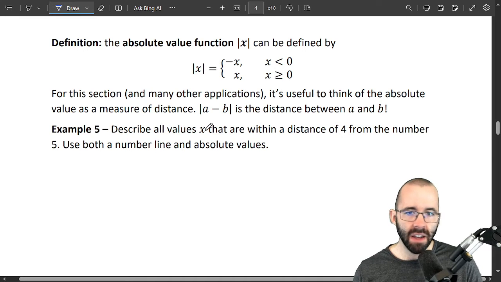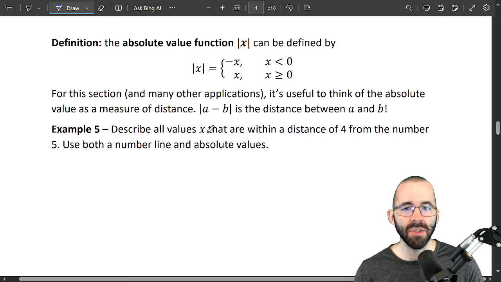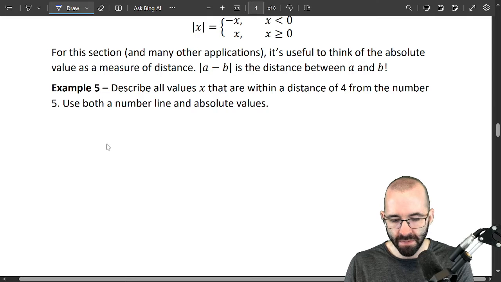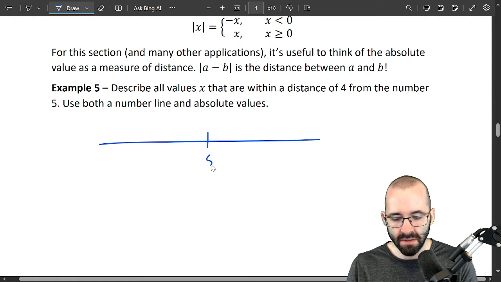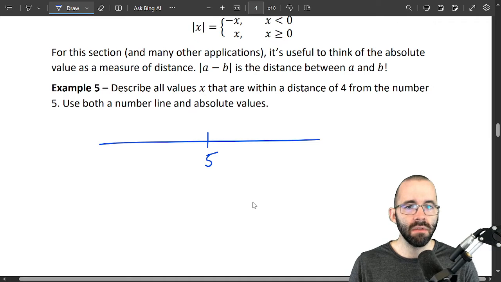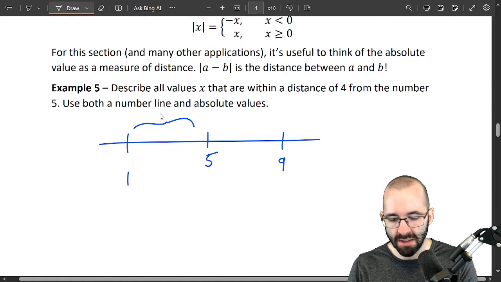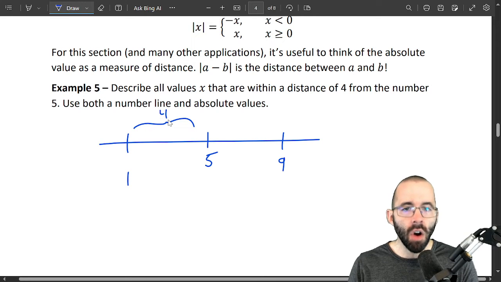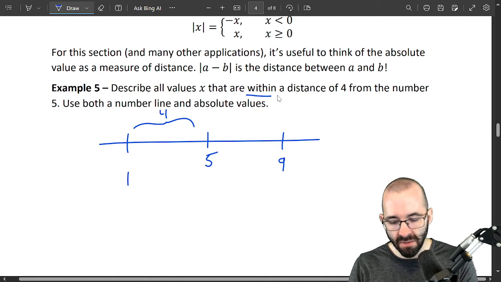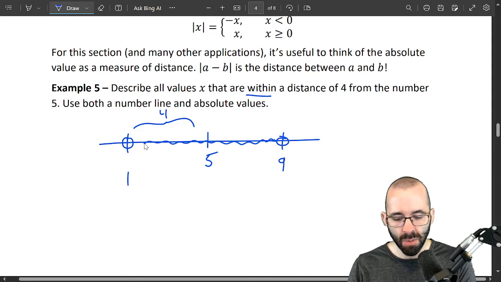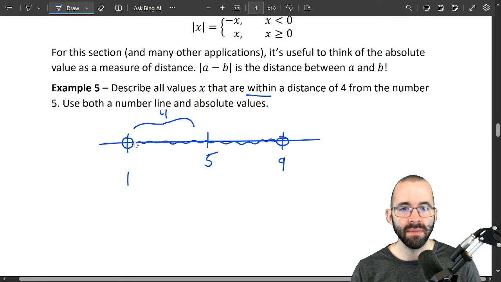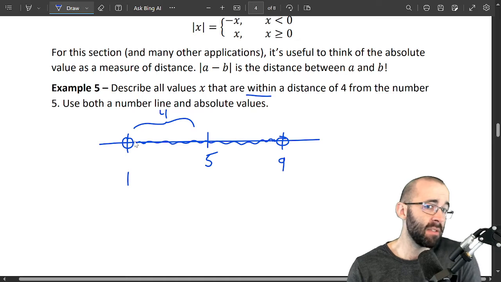So describe all the values x that are within a distance of 4 from the number 5. We use a number line and absolute values. Let's start with a number line. So we're looking at the number 5, and we want to know what are all the values that are within 4 of that. Well, 4 above is going to be 9. 4 below is going to be 1, right? This is a distance of 4. And all the values that are within that distance, well, we could draw an open circle here, an open circle here, or use parentheses and connect them. So in interval notation, it would just be from 1 to 9.